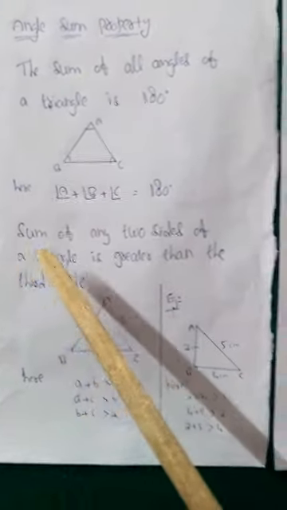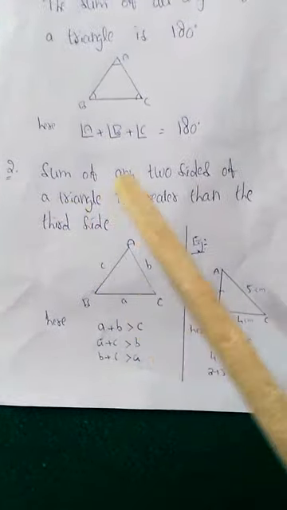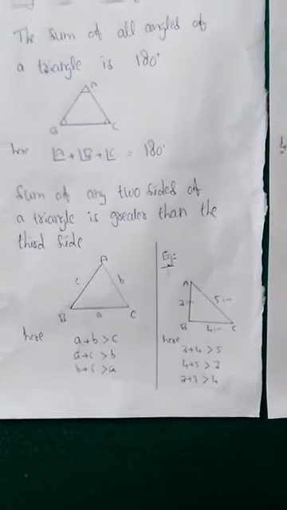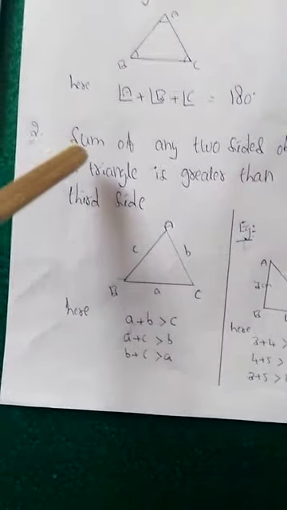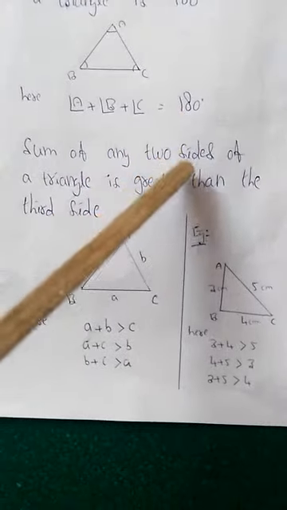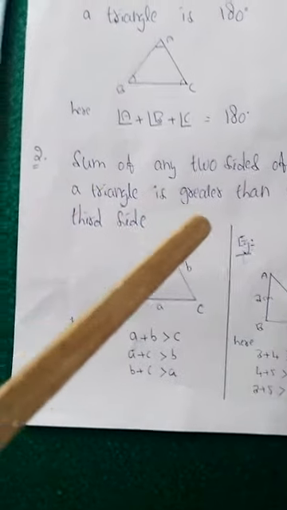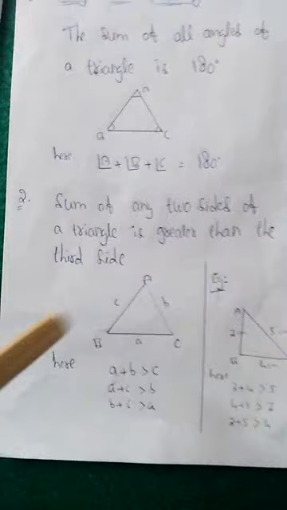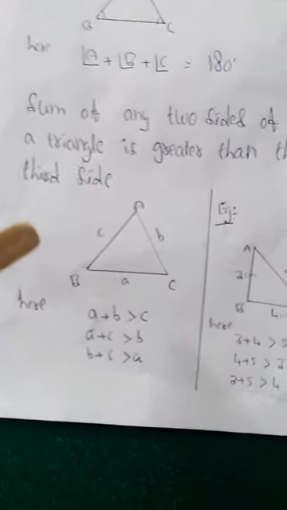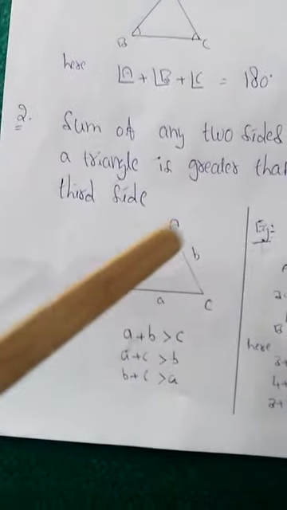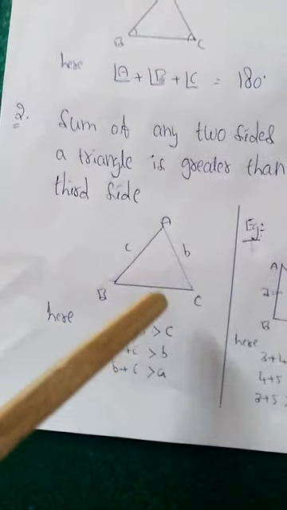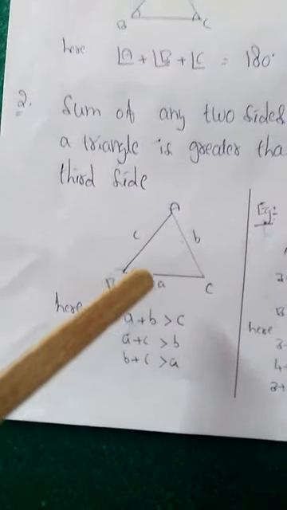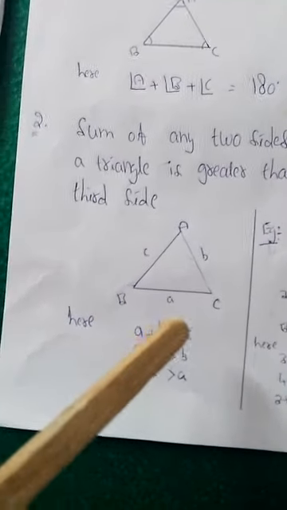And the next one, the second property: the sum of any two sides of a triangle is greater than the third side. That means take a triangle ABC. Its sides are a, small b, small c. The sum of any two sides is always greater than the third side.